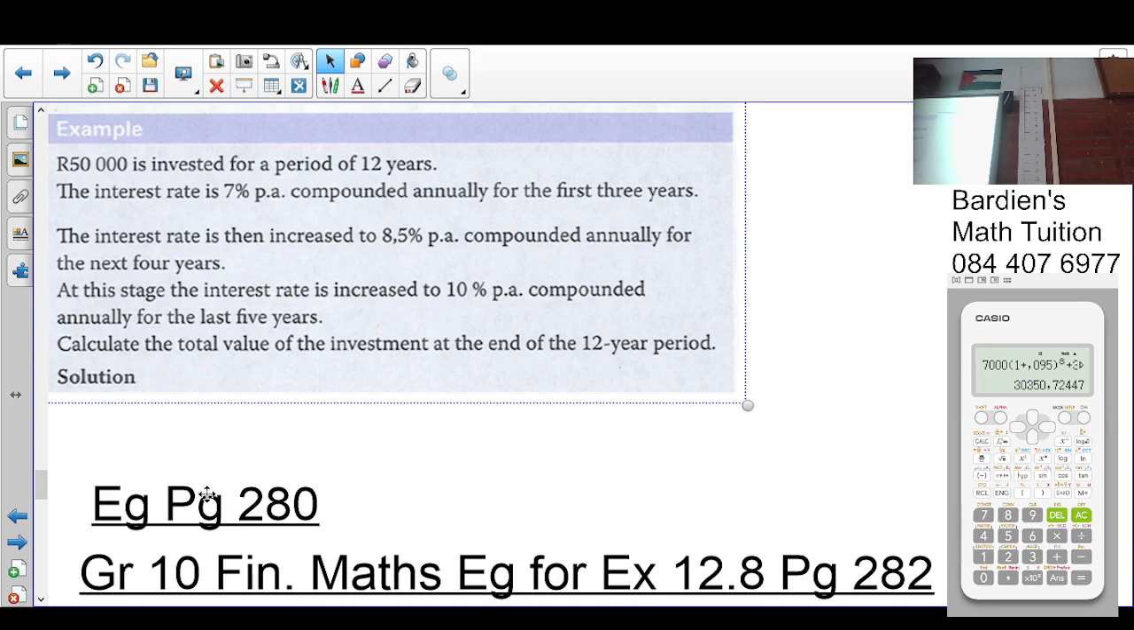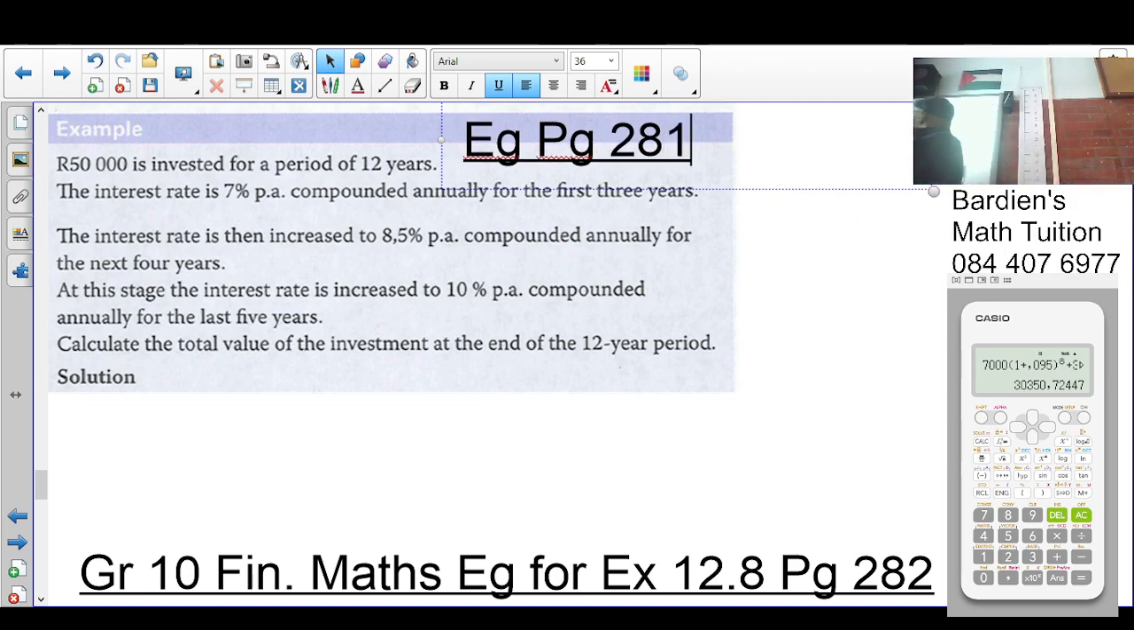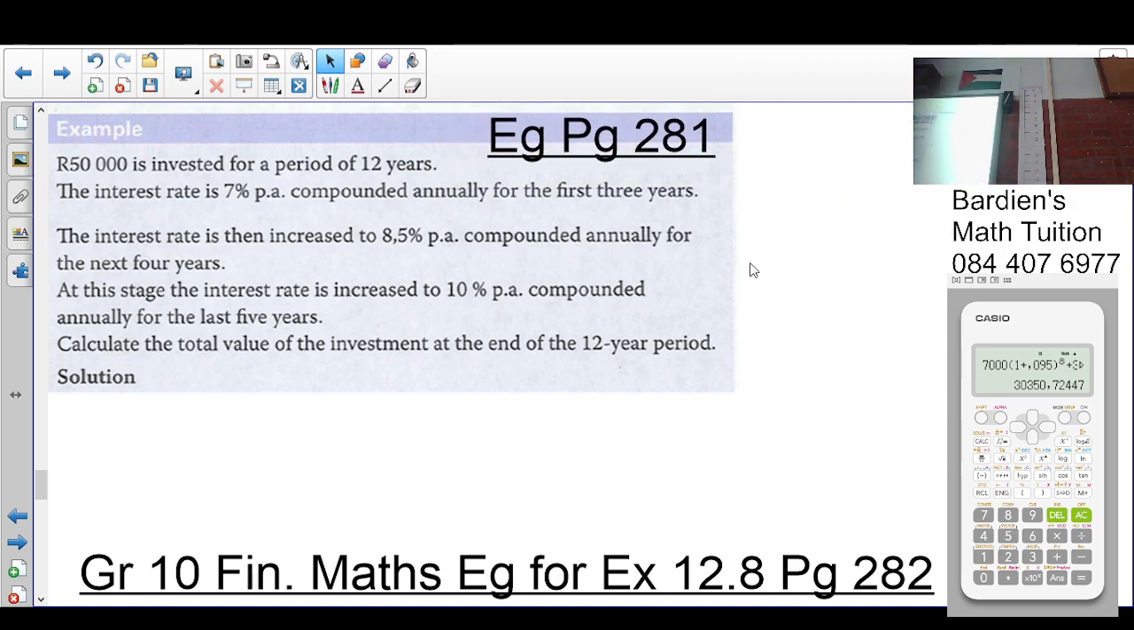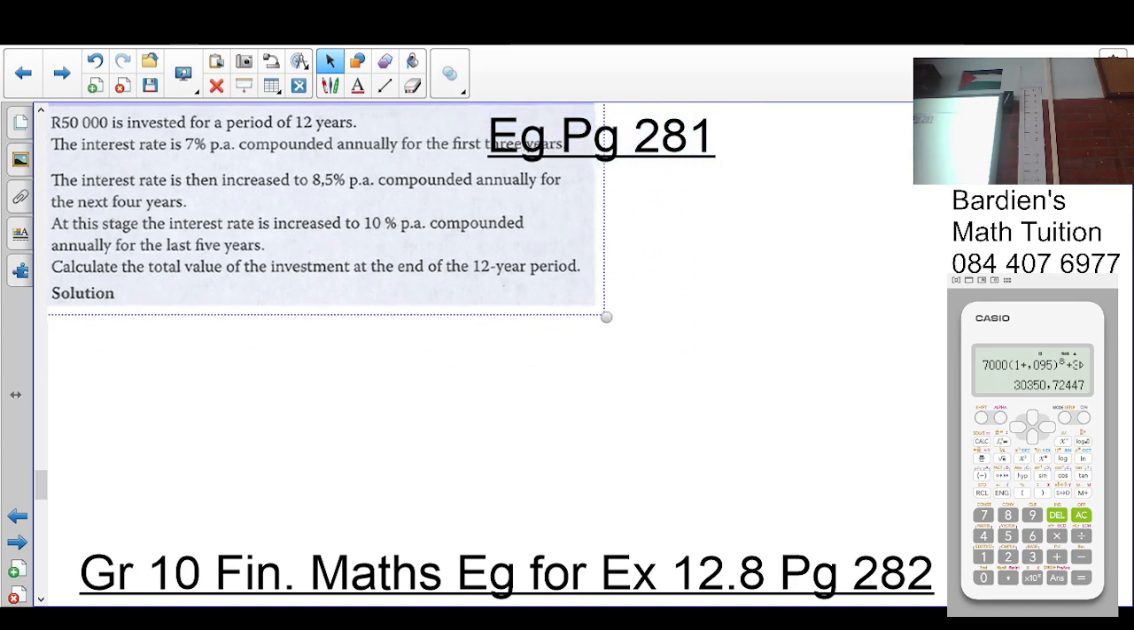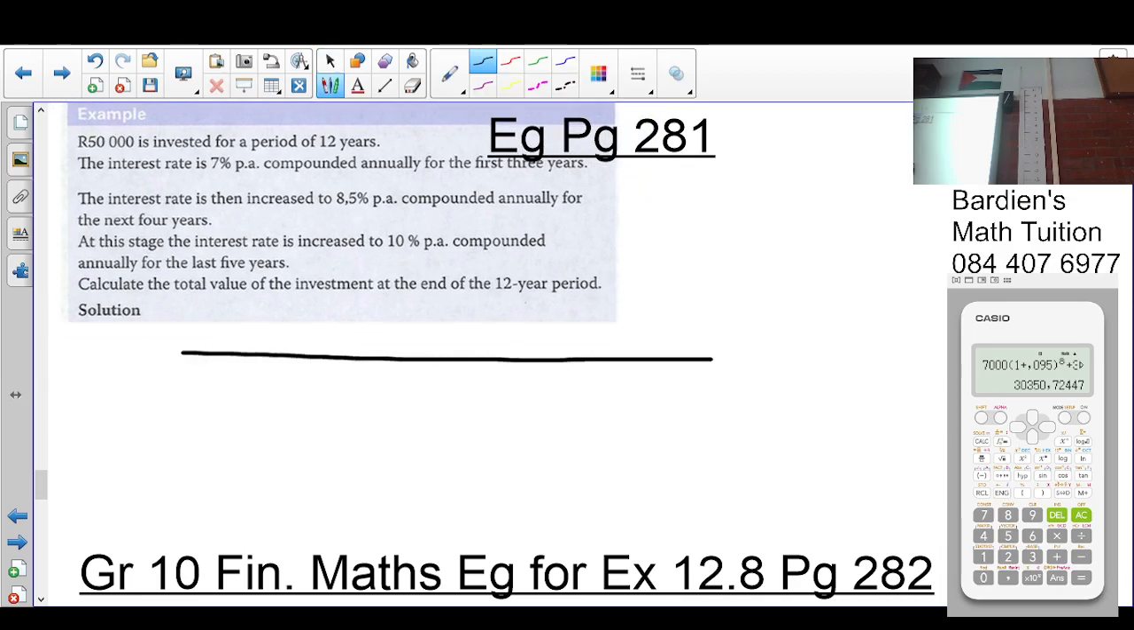People, we are on page what now? 21. So 50,000 rands invested for a period of 12 years. Okay, so of course, timeline. That's how people start with the timeline. So 50,000 rand is at T 0. Is invested for a period of 12 years. So that's going to be T 12. Are you all with me?